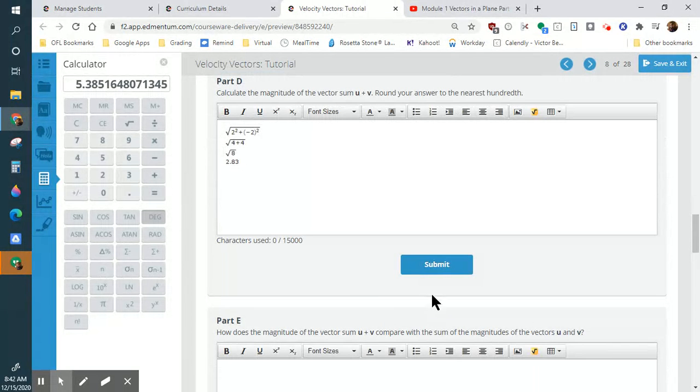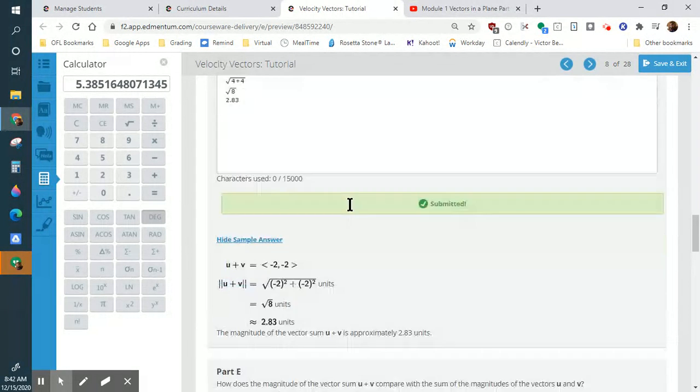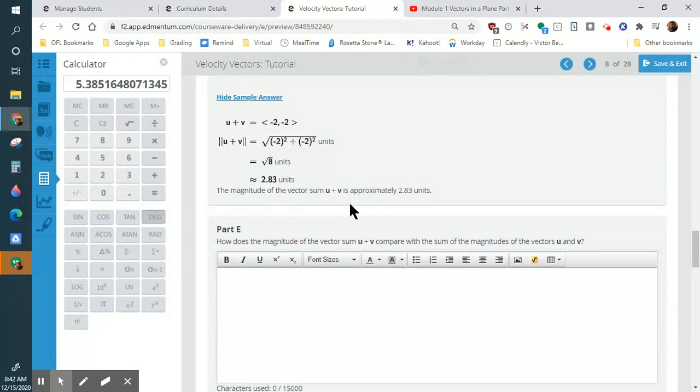Square root of 8. That doesn't make any sense. All right, we get that. How does it compare adding the magnitudes together?